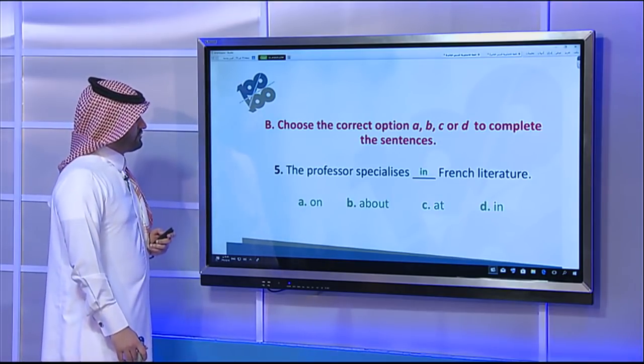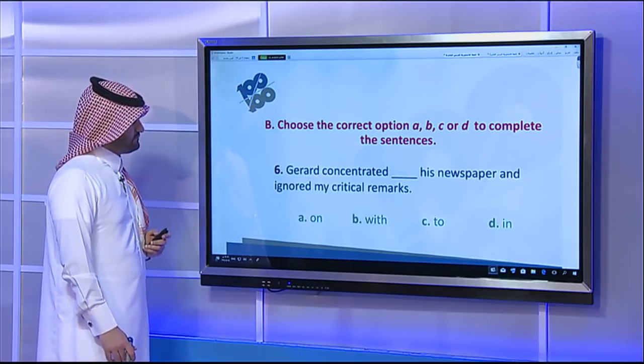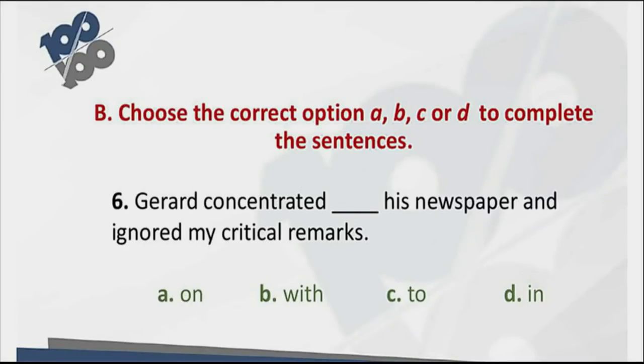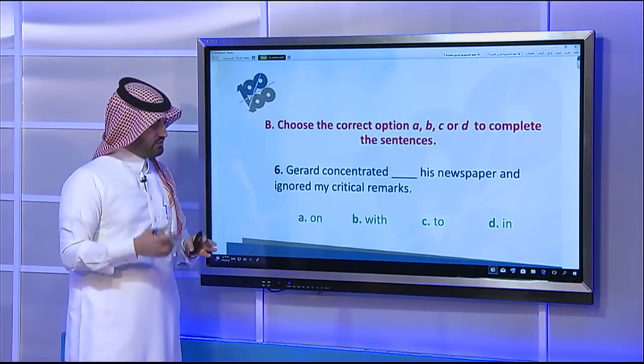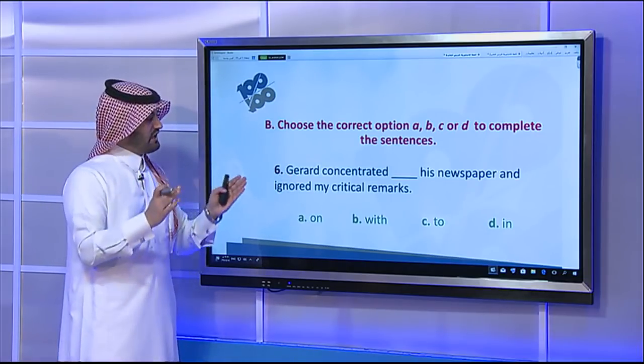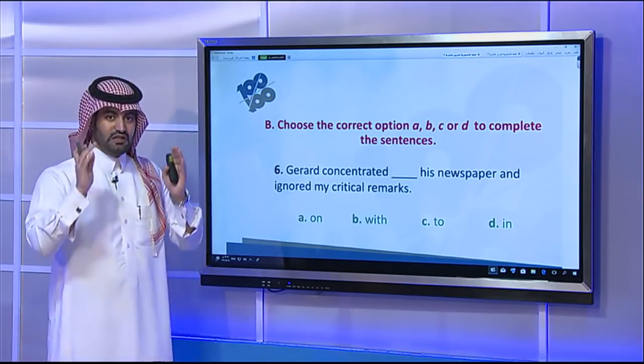Now let's move to number six. Gerard concentrated his newspaper and ignored my critical remarks. He is reading the newspaper and he is concentrated, which means focused. What preposition comes with the verb concentrate? If you know what comes with the verb focus, you will find it easy to answer this one, because focus on something has the same meaning: concentrate on something.